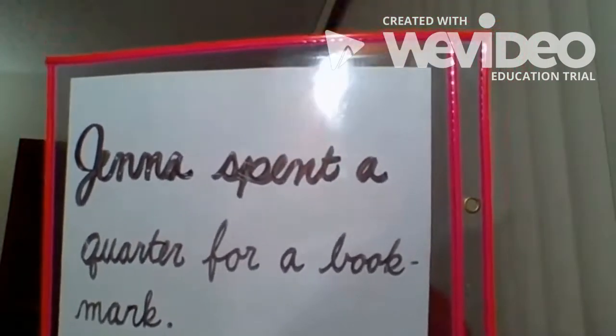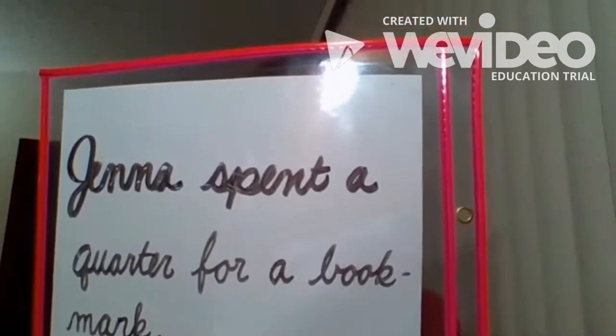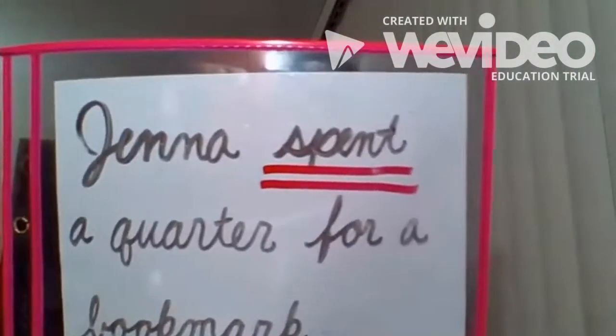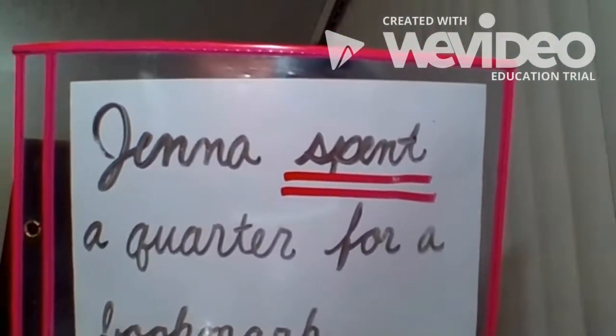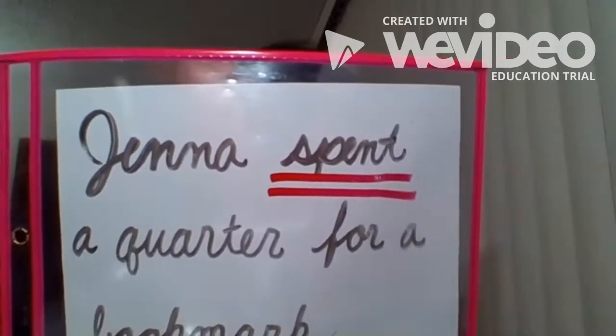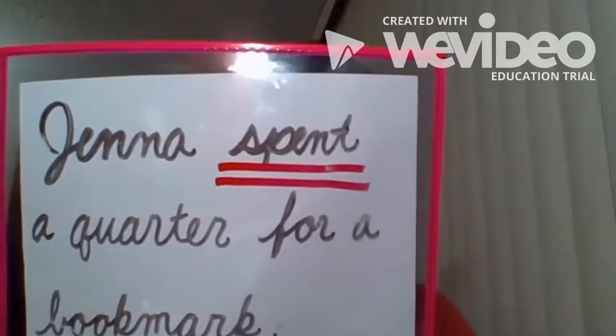Now, it's always best to find the verb first. Then we can easily find the subject. Remember, the verb always is in the predicate part of the sentence. So I have identified the verb by underlining it twice in the sentence. Jenna spent a quarter for a bookmark. Spent is the action or the verb.